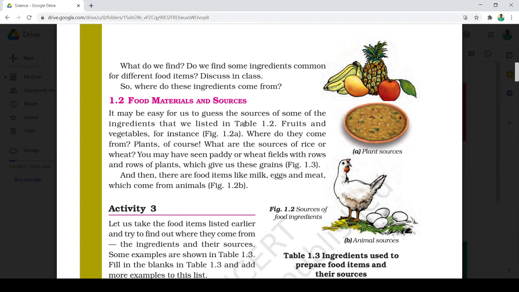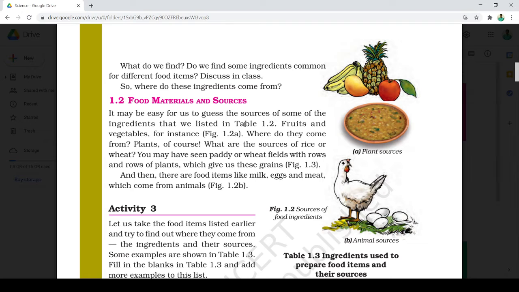Food material and sources. It may be easy for us to guess the sources of some of the ingredients that we listed in table 1.2. Fruits and vegetables, for instance, figure 1.2a. Where do they come from? Plants, of course. What are the sources of rice or wheat? You may have seen paddy or wheat fields with rows and rows of plants which give us these grains. And then there are food items like milk, eggs, and meat which come from animals.